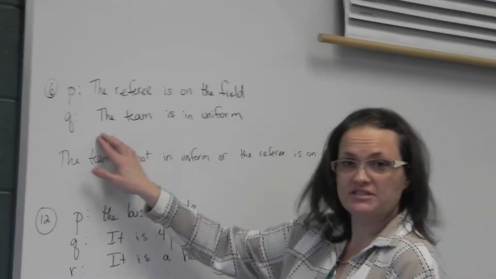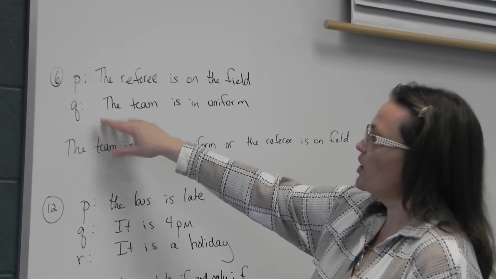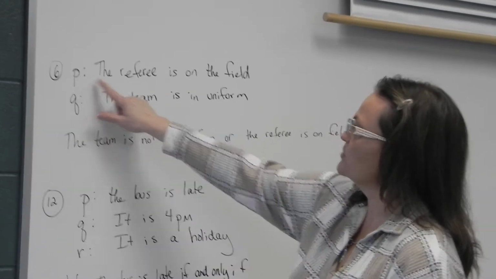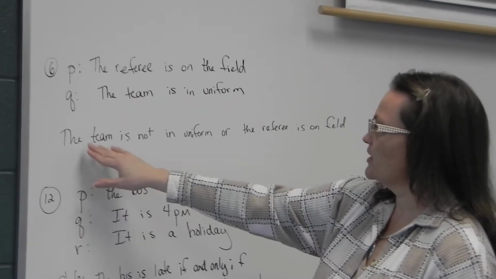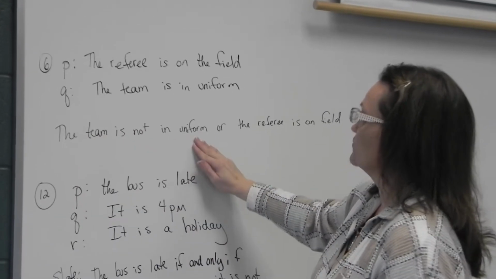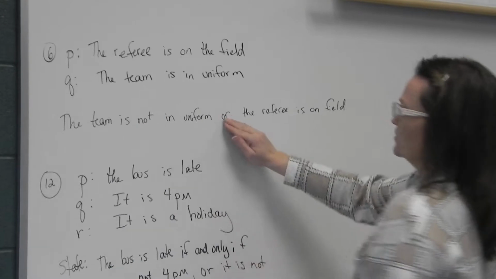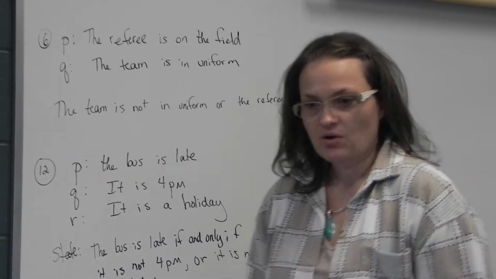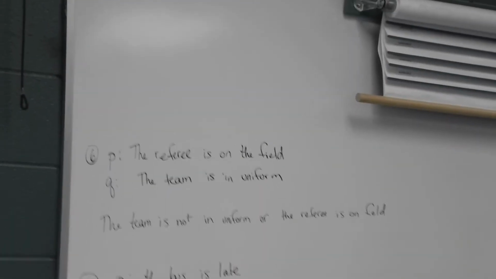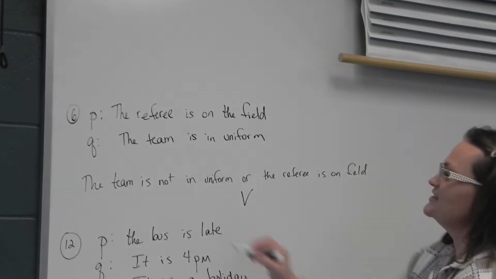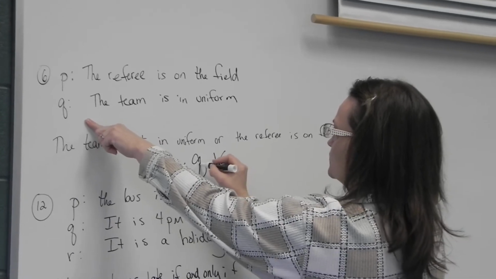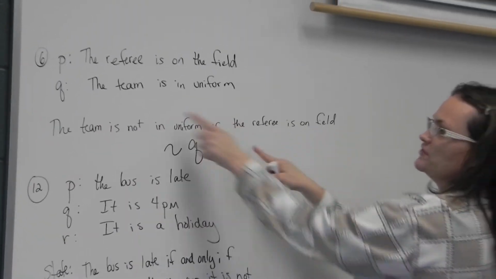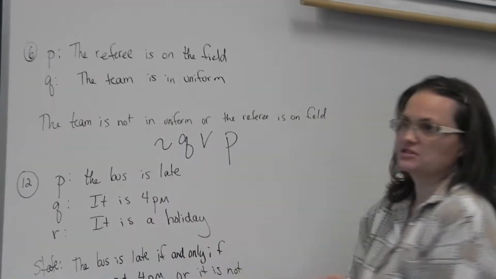Okay? Again, number 6, and you have just bunches of these, so we won't do all, but number 6, statement P is the referee is on the field. Statement Q, the team is in uniform. You're asked to write down the team is not in uniform, so not Q, or, with the V. So or is the V, so the team is not in uniform, that's the negation of statement Q, or the referee is on the field. That is exactly statement P, so just like that.